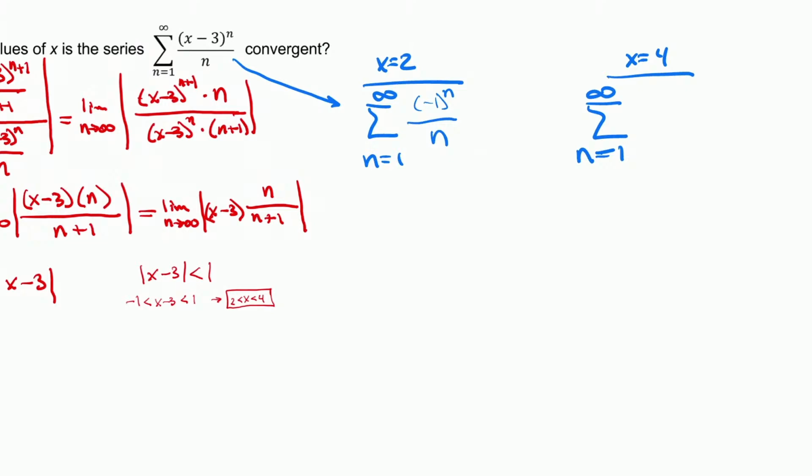Here, maybe just in case you're wondering where that negative 1 came from. That negative 1 came from the fact that 2 minus 3 equals negative 1. And I'm going to do the same thing for x equals 4. 4 minus 3 is positive 1.